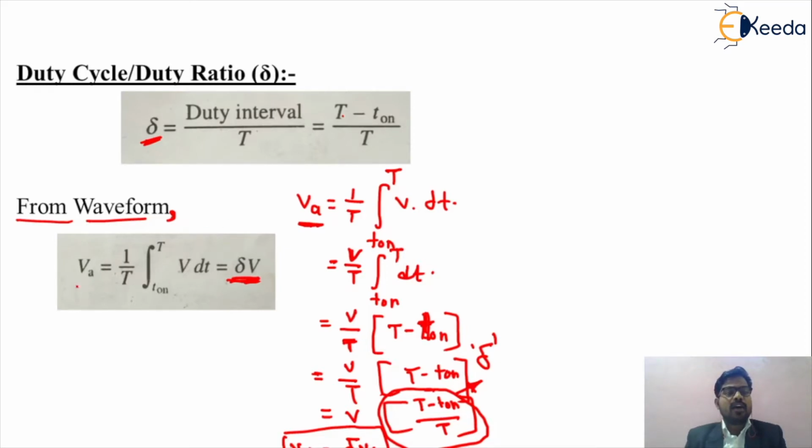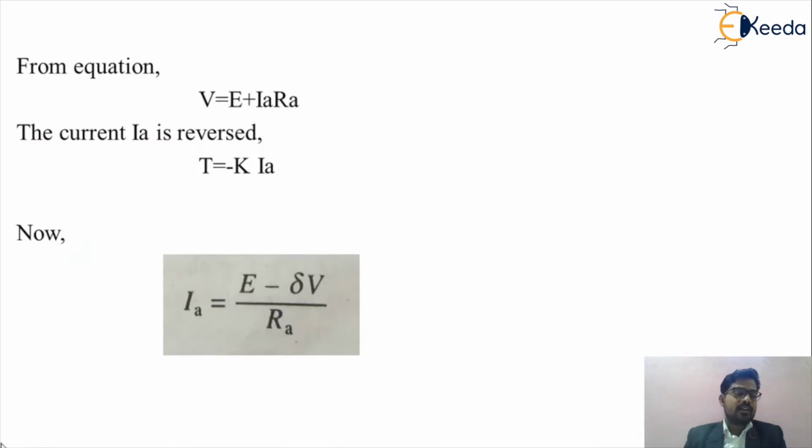So what will be the output equation in concern with the regenerative braking? The output equation in concern with regenerative braking is called del V. And what do you mean by the value of del? This is called the duty ratio or the duty interval. The value of del is T minus T on divided by T. T minus T on is equal to T off divided by T. So this will be the output equation.